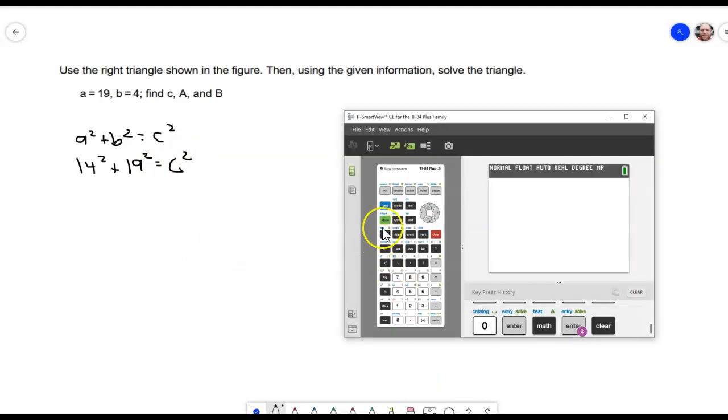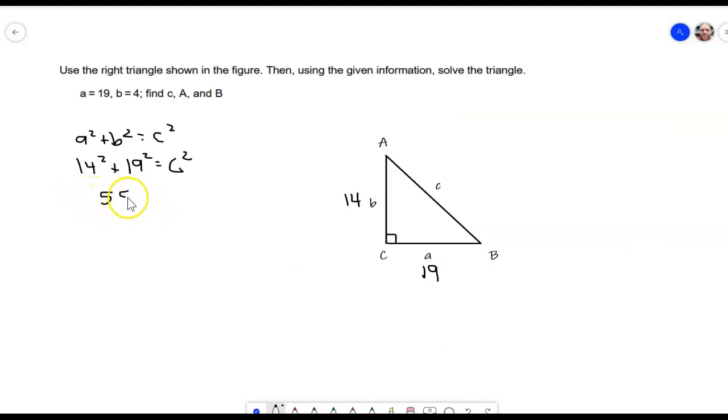And then I'm going to put in 14 squared plus 19 squared, enter. So this is going to be 557. Oops, not 557 squared, it's 557, excuse me, is equal to c squared. So c is equal to the square root of 557. I do not believe that is a perfect square.